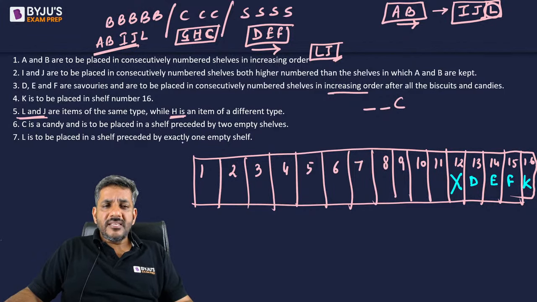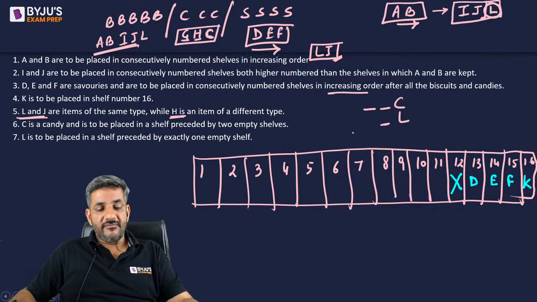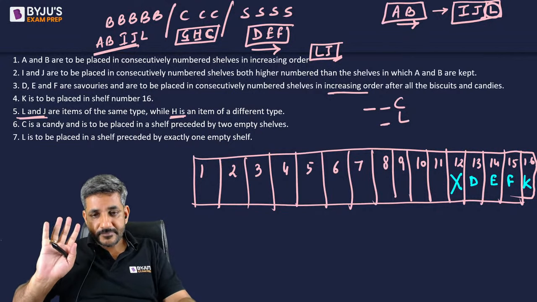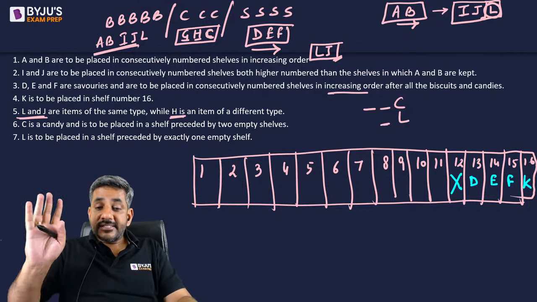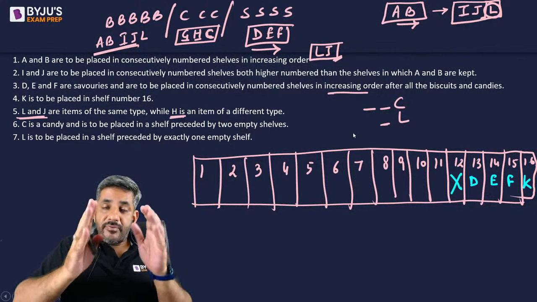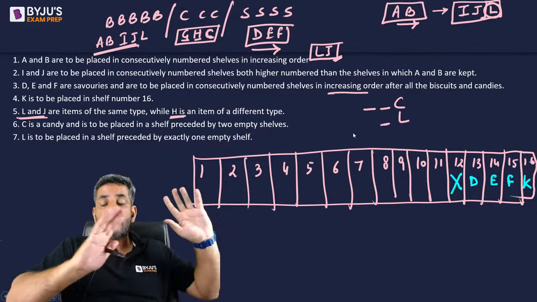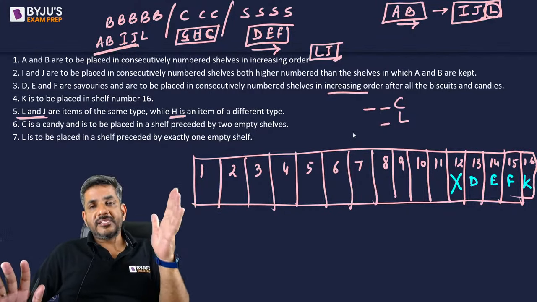L is to be placed in a shelf preceded by exactly 1 empty shelf. L से पहले एक empty shelf आएगा. That also is there. Okay. So C is preceded by 2 empty shelves. Harshad, that means that before C, you will be having 2 empty shelves. That means there would not be anything on those 2 shelves where C is put.